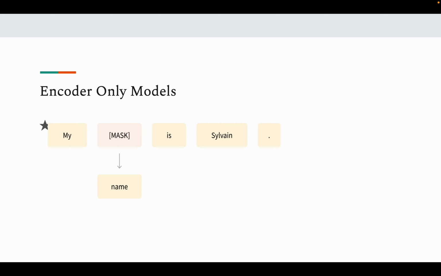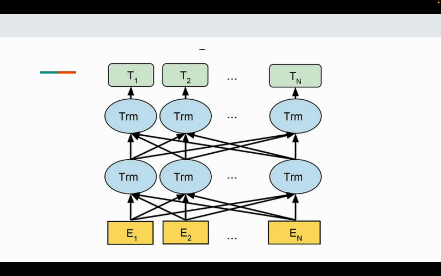Consider this example, which I took from the Hugging Face website. Here a particular word is masked, and we need to predict which word is suited here. In that case, the encoder model has access to the words before the masked word and also after it, and by looking at both sides, the encoder model will predict the word to replace the mask. That is why it's called bidirectional, because it has knowledge from left to right and also right to left.